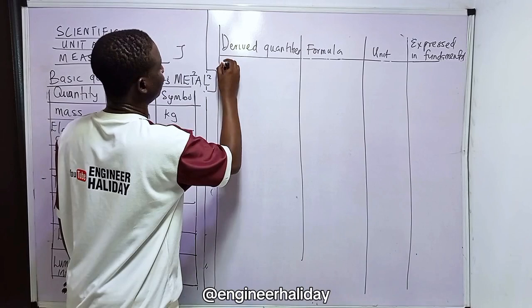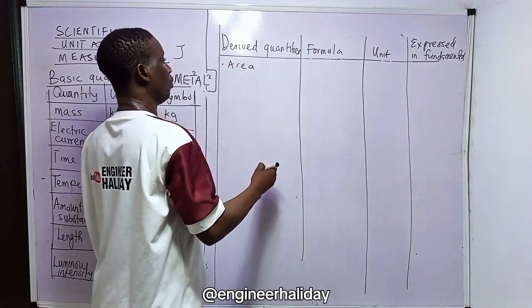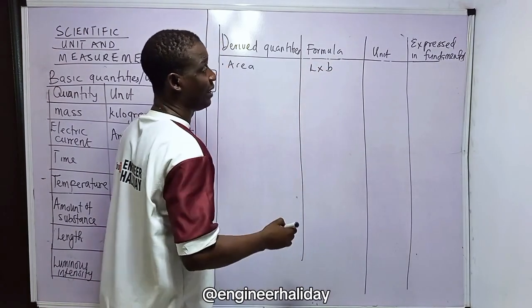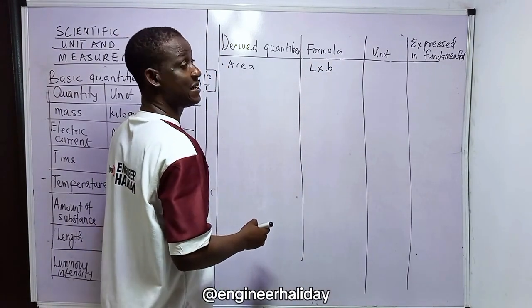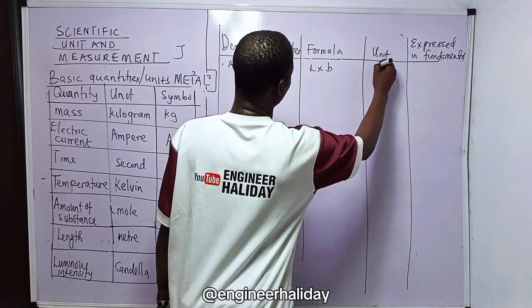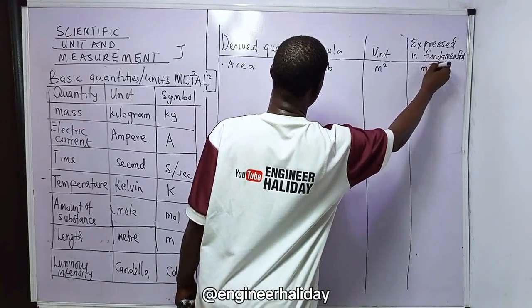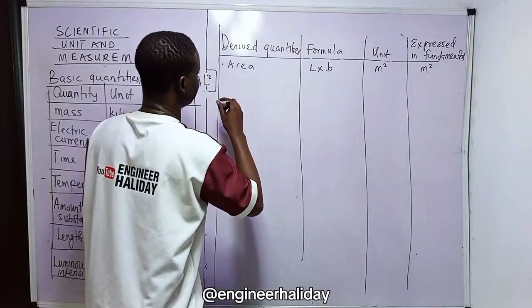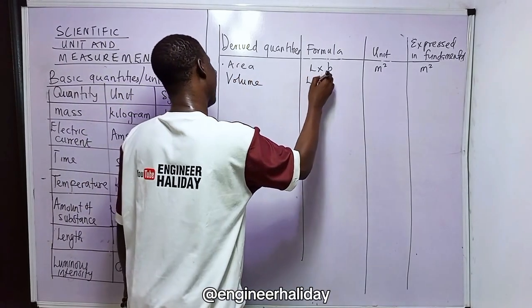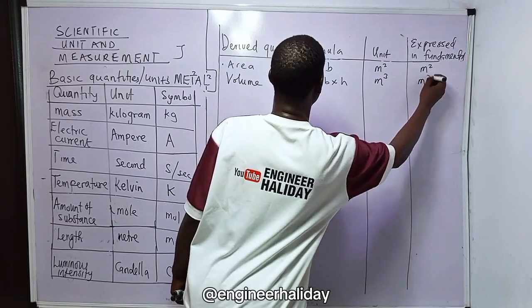Number one, we have area. Area is length times breadth, if you assume a rectangular shape. If it's square, it's L squared. If it's a circular shape, pi r squared. So the unit is meter squared, and in terms of fundamental units it is still meter squared. We have volume. Volume is length times breadth times height. Meter cubed, also meter cubed.